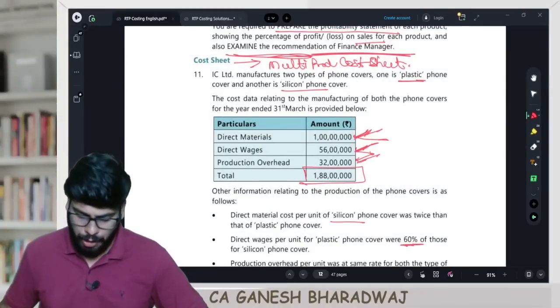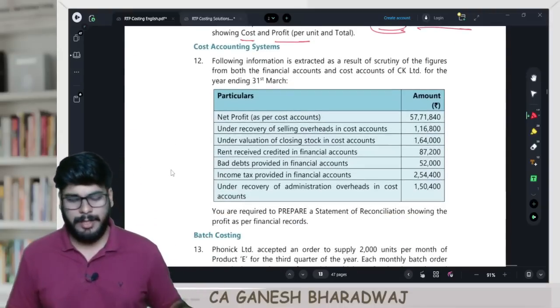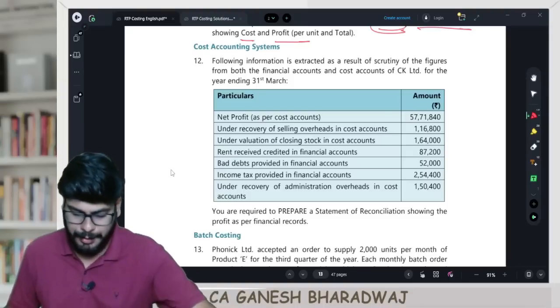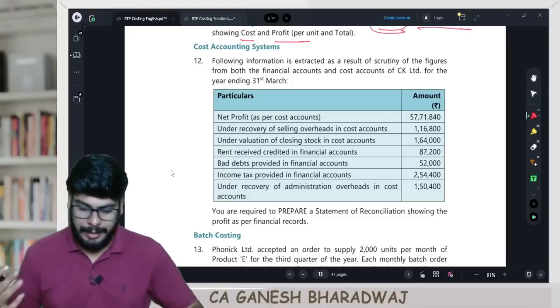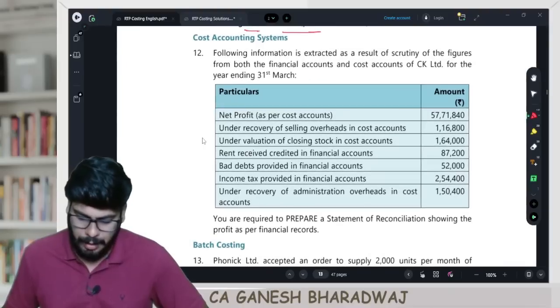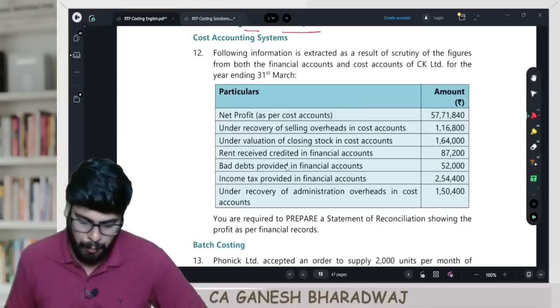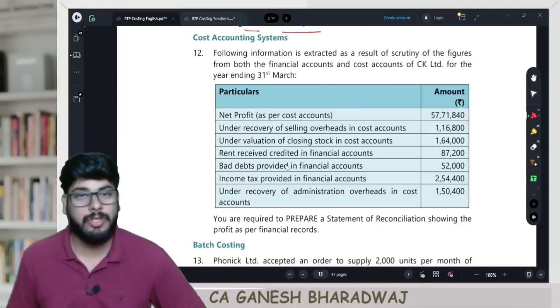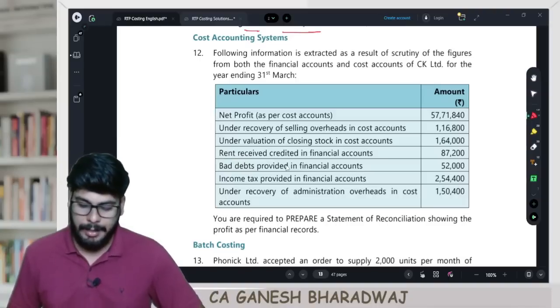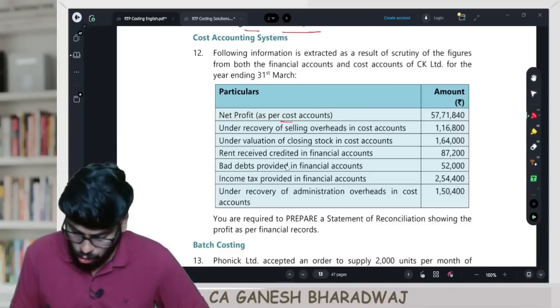Now let's move on to the next question, which is question number 12. This question is from the chapter cost accounting systems, and this question is on your reconciliation statement. Now, fairly a simple question again. The following information is extracted as a result of scrutiny of the figures from both financial accounts and cost accounts of CK Limited, the year ending 31st of March. Net profit as per cost accounts is given.